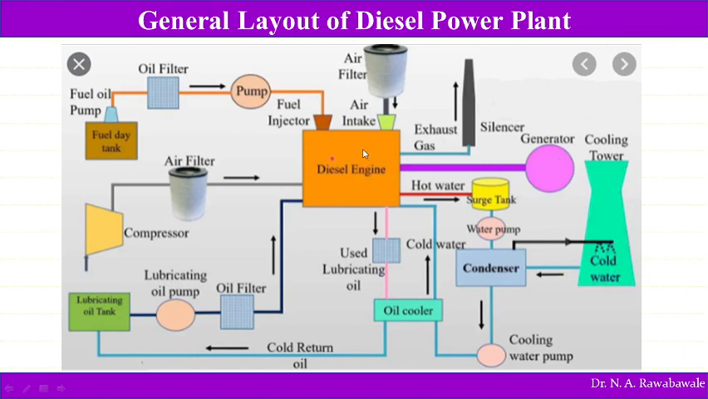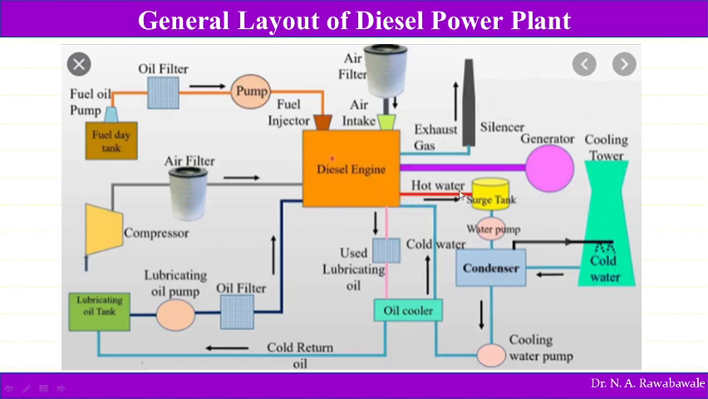Now the products of combustion, the exhaust gases, are brought out and sent into the atmosphere through the silencer, or what we may call a chimney-like device. For this diesel engine a cooling system is required, as only part of the heat produced is converted into mechanical work, but a large part of the heat is rejected. In order to reject heat, water is circulated through the water jacket.